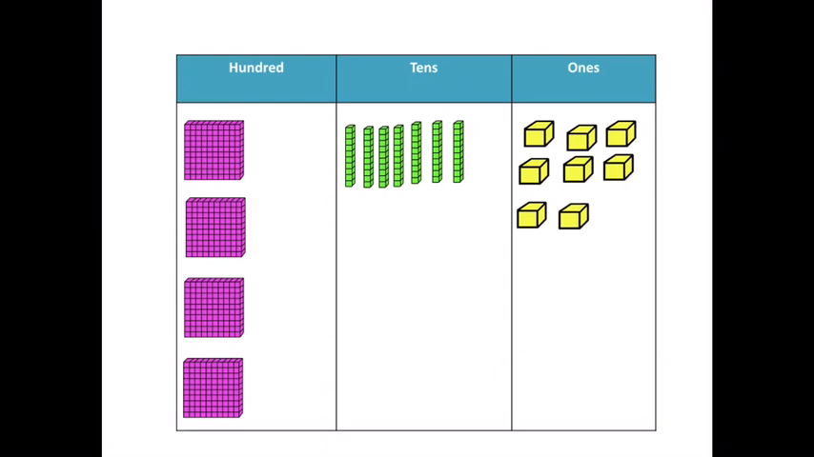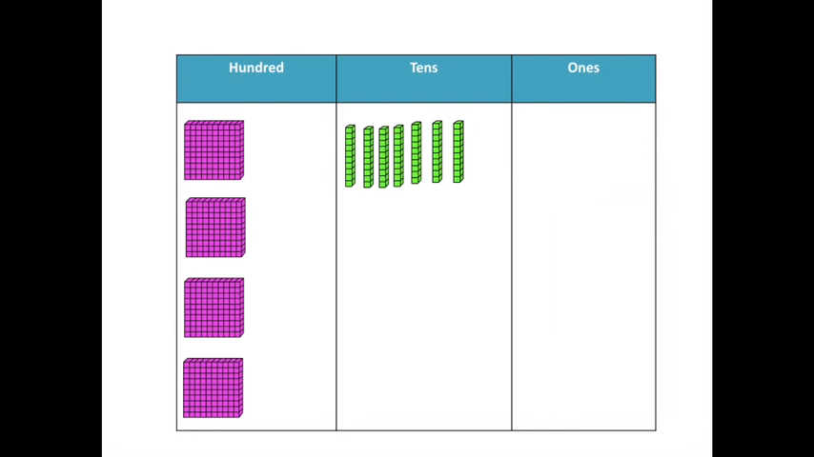6, 7, 8, 9, and 10. Okay, we've got 10 ones cubes. What do we need to do? That's right. We need to bundle and move them over to the tens space. We're going to bundle them up and turn them into a tens rod. So let's go ahead and do that now. Whoop! There they go. They're bundled. And now we see them over here in our tens rods.